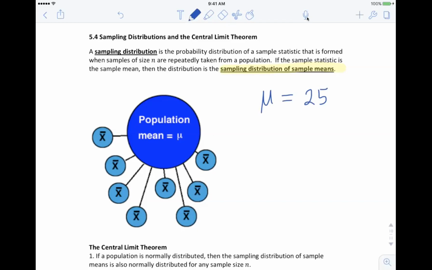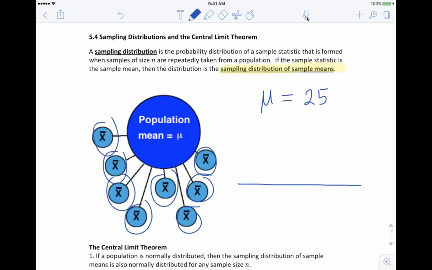Now, what happens if we just start taking samples of size n from the population and finding the mean of that little sample? Let's say we take 2 students at a time, and then we average those 2 students' ages together and plot them on a graph, right? So we have a number line here, and that's what this kind of graphic is. Right here's all the little samples. We're taking 2 students at a time. So that's the idea behind that.